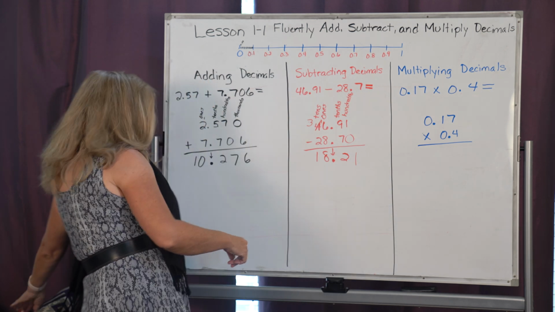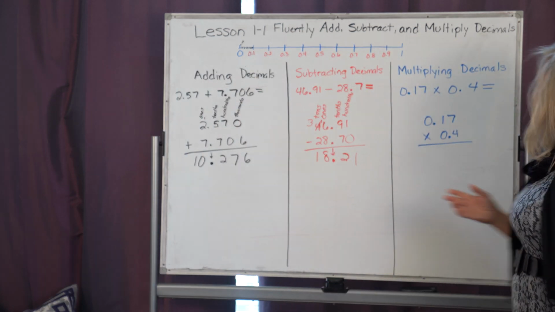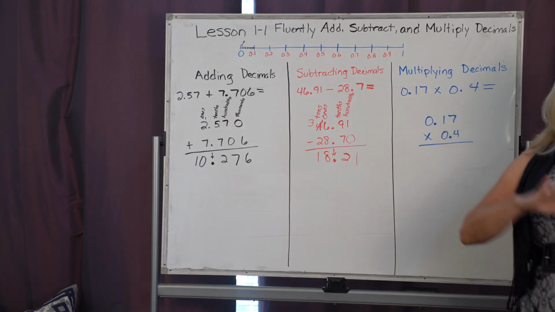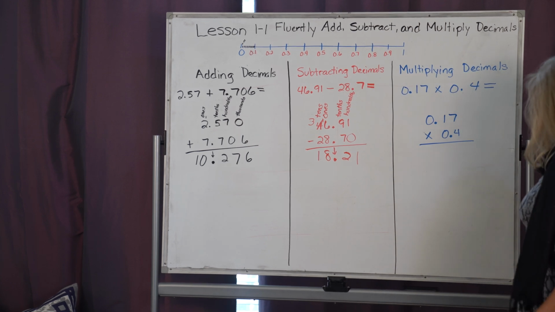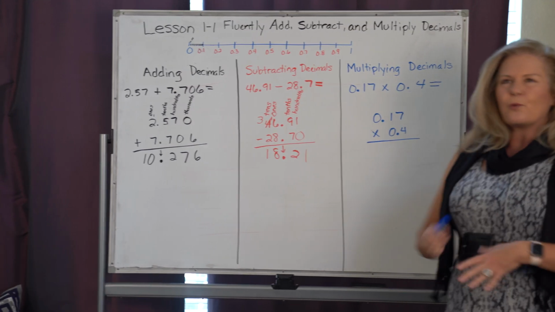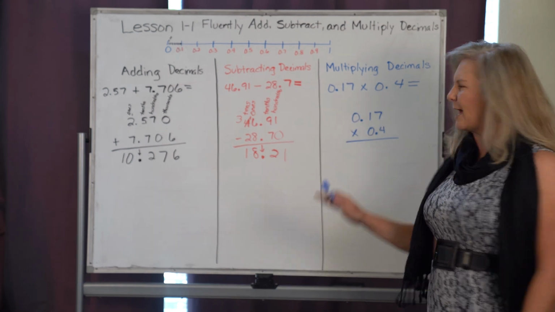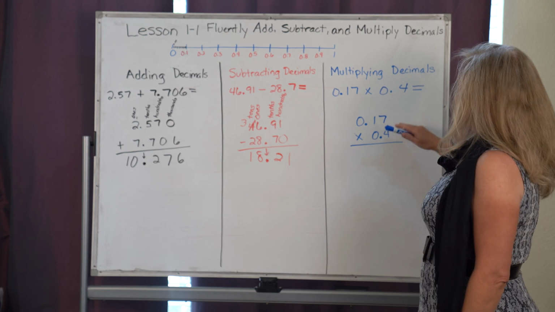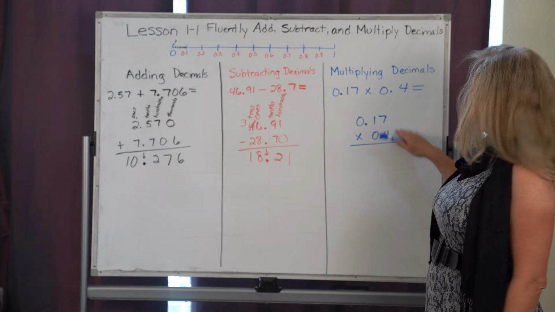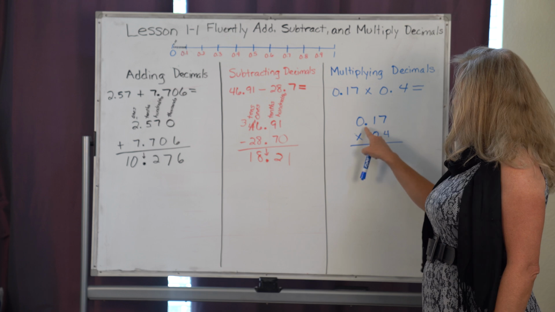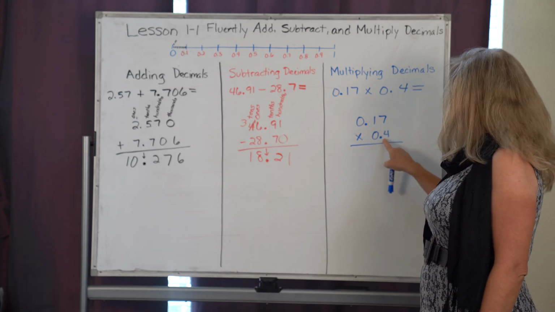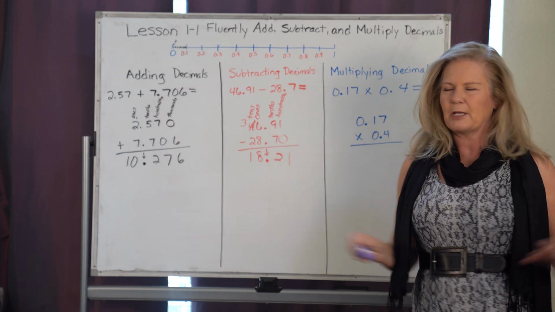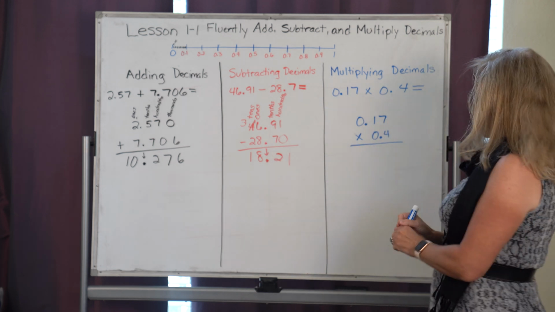So that takes us to our last type of operation we're going to do with decimals, and that's going to be multiplying decimals. Multiplication is slightly different. When we go to multiply decimals, we do not have to worry about lining up the decimal point. We're just going to start by multiplying. So I've got 17 hundredths times 4 tenths. Notice my decimal point is here and my decimal point is here. They are not lined up. Perfectly fine. We're going to forget the decimal point. We're just going to multiply.